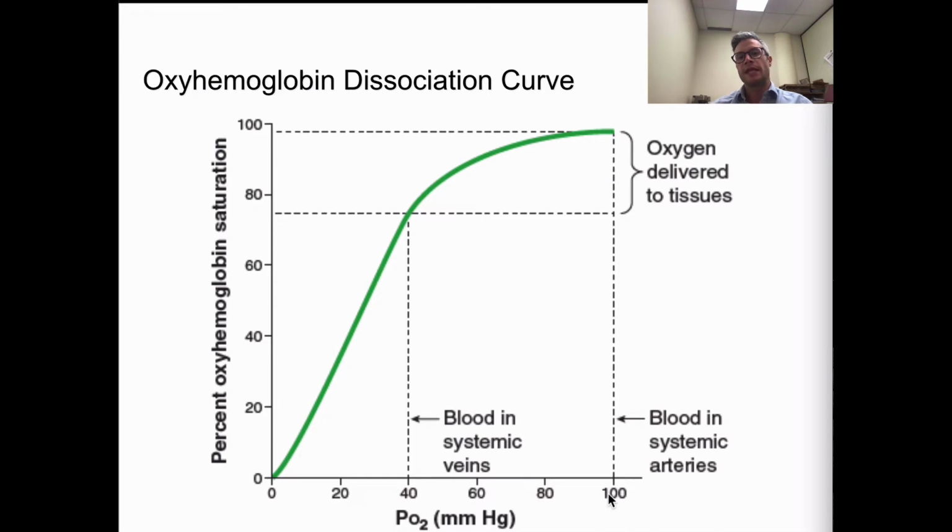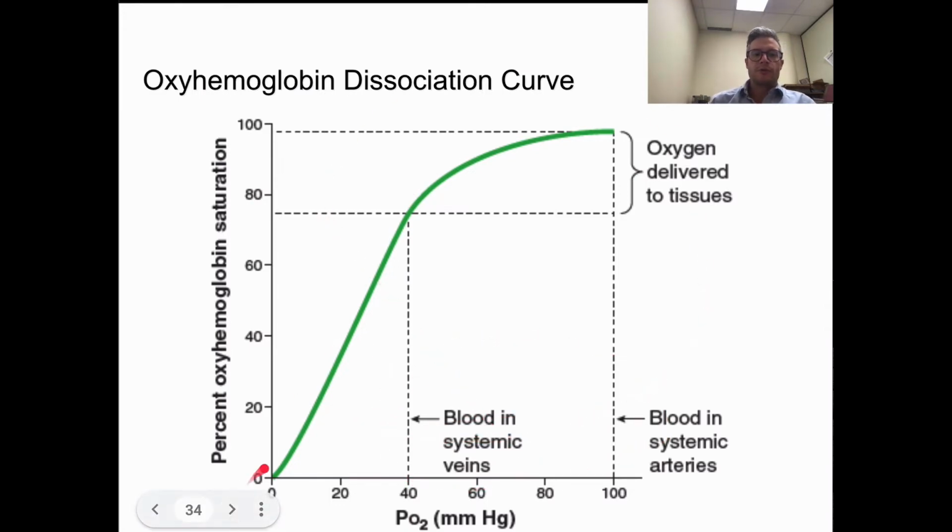Again, recalling that in the lungs, in systemic arteries, in blood, we're at about 100 millimeters of mercury as far as our partial pressure for oxygen. And again, if you recall, in the veins, it's about 40 millimeters of mercury. Those are good numbers to know and have memorized.